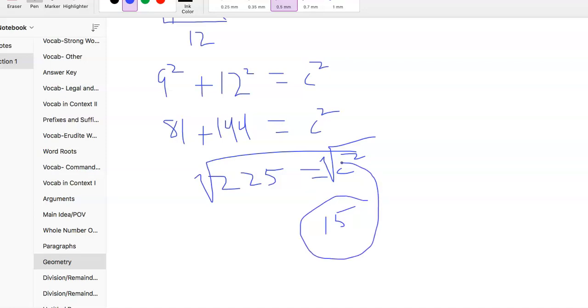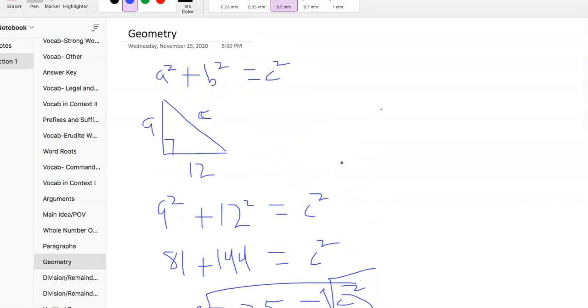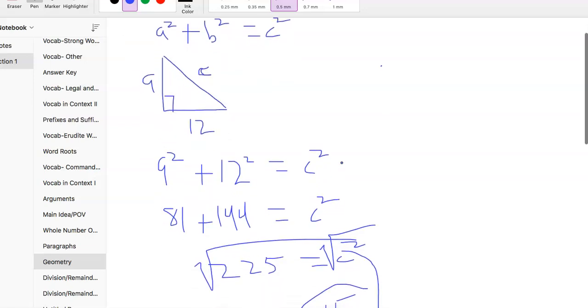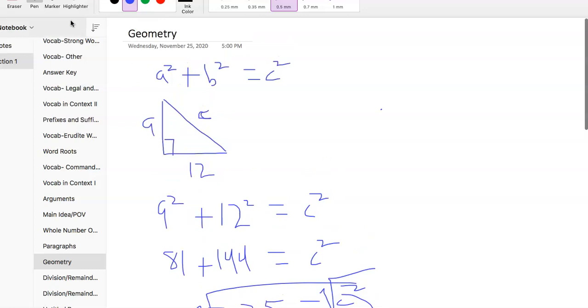Okay, so that's the kind of thing you'd want to be familiar with for Pythagorean theorem: a squared plus b squared equals c squared, and then be able to apply it. Many times they will just give you a and b and ask you to solve for c, but they could give you a and c and ask you to solve for b. Either way, you're just plugging it in, and then you're going to end up having to do a square root at the end.